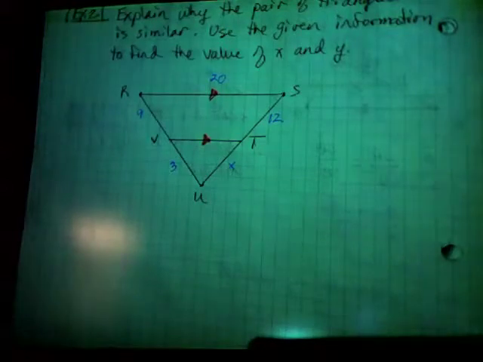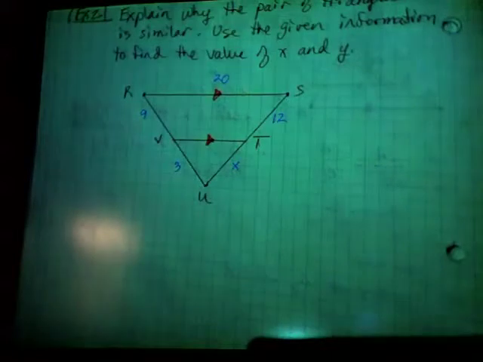AA, SSS, or SAS similarity? I have to prove the triangles are congruent before I can do any proportional testing. So can I prove sides congruent? No, I have no information about that. What I can do, mostly because I'm missing this x here, is prove angles congruent, right?